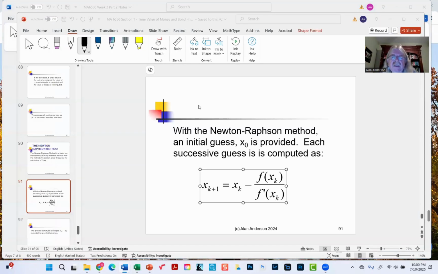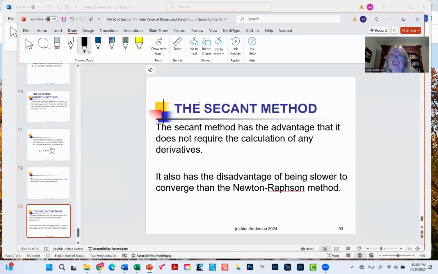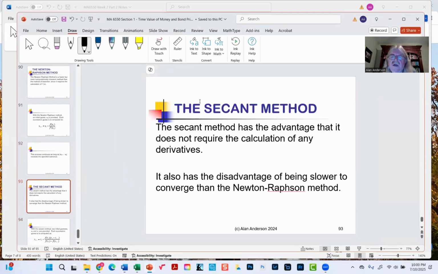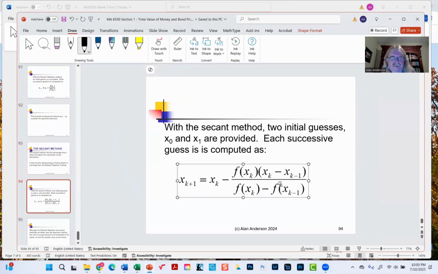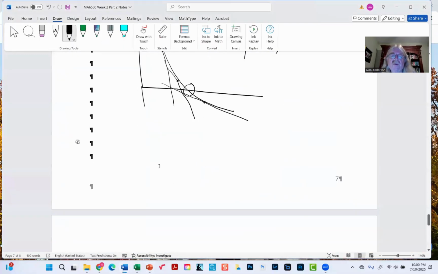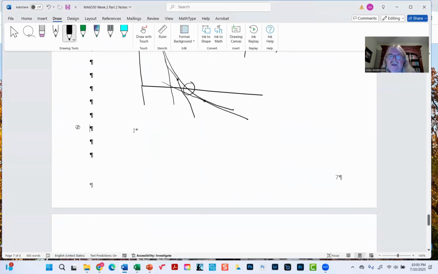Anyway, and then we also have the secant method, which doesn't need a derivative, but it does require a lot of information. You can see that this one could really take a lot of computational power, although if you're lucky, it might converge quicker than the method of bisection.